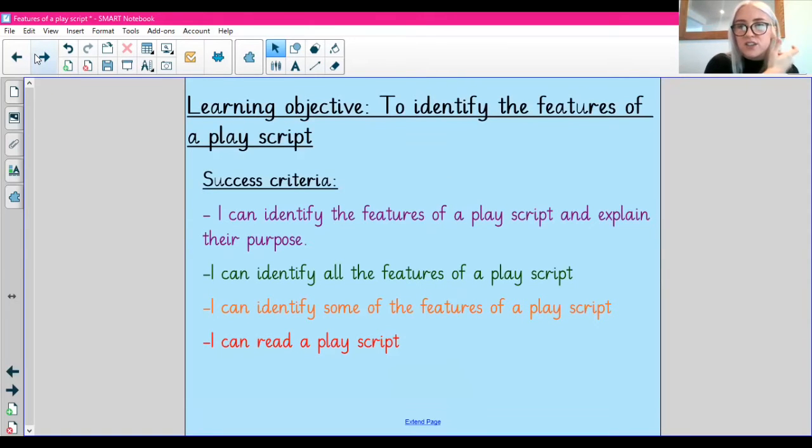So in today's lesson, we're going to be identifying the features of a play script. Now, I know I did run through it a little bit yesterday, but today, that's all we're going to be doing. So really familiarizing ourselves with all of the features that a play script has in it. So to be successful in today's lesson, we're going to read some play scripts, identify some of the features in a couple of play scripts, and also we're going to be explaining the features of these play scripts and thinking about the purpose of them, why they are there. Essentially.